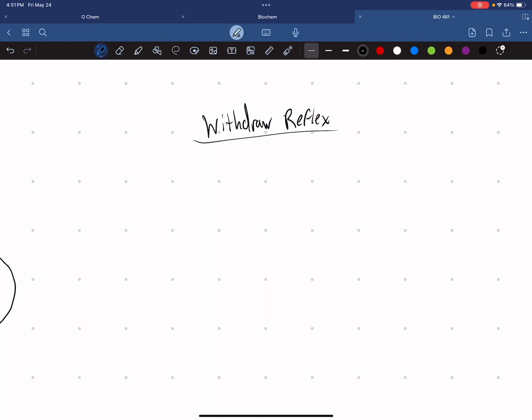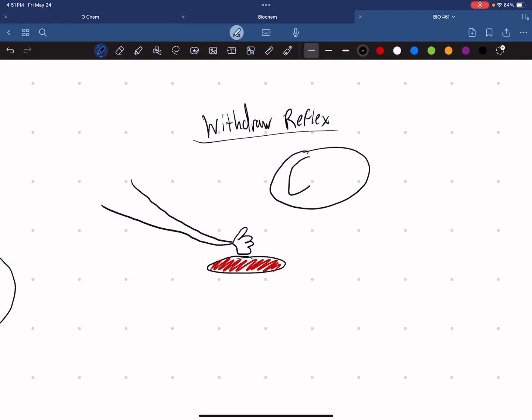So now when talking about the withdrawal reflex, I'll go ahead and draw an example here of an arm and a hand that is reaching out to touch maybe a hot surface, like a stove or something. So what we know happens is when we touch a hot surface, we will have a sensory neuron that will travel to the spinal cord from the hand that will tell the brain that we're feeling pain, telling the brain that there's something hot that we're touching.